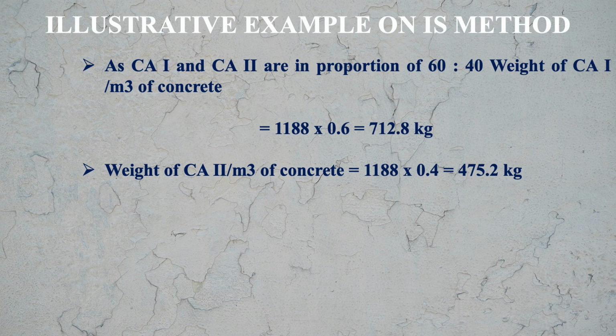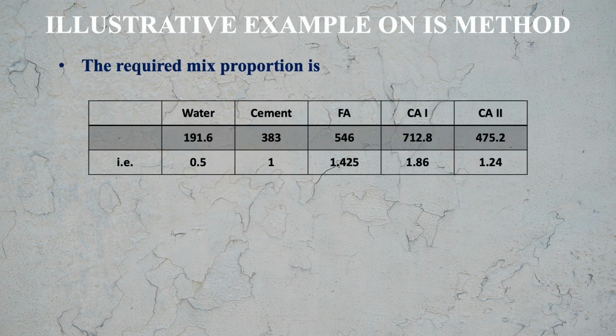So finally, from these calculations we get the required mix proportion, which is as follows: water content is 191.6 kg, cement is 383 kg, fine aggregate 546 kg, coarse aggregate type 1 712.8 kg, coarse aggregate type 2 475.2 kg.